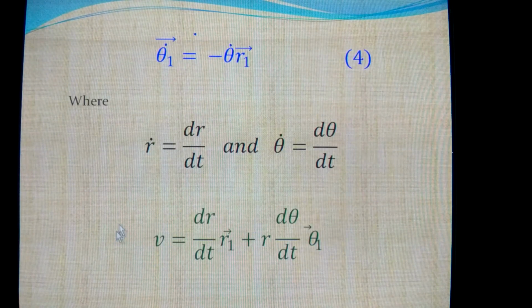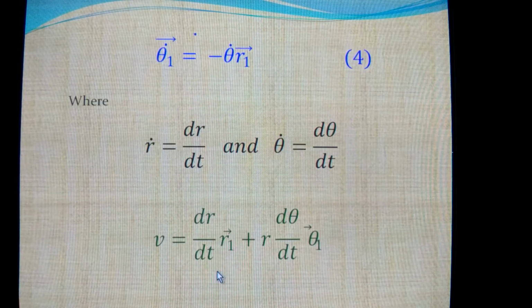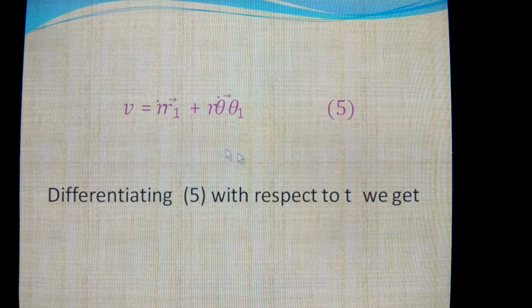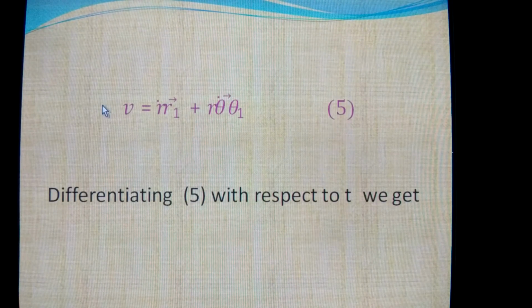This equation can also be written in the simplified form, where dr by dt is r dot and d theta by dt is theta dot. So using these notations we write the velocity as r dot into r1 bar plus r theta dot into theta 1 bar. Okay, so this equation and this equation both are the same. We have only denoted dr by dt as r dot and d theta by dt as theta dot, and written this equation. So both are one and the same.